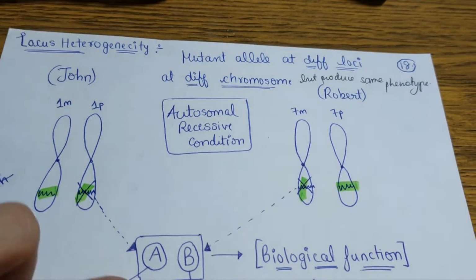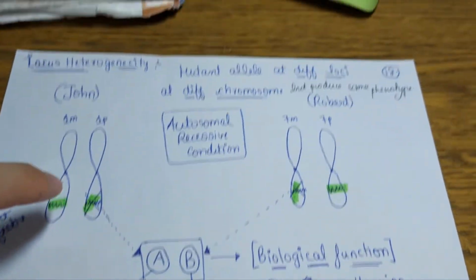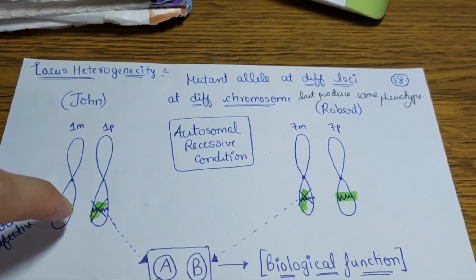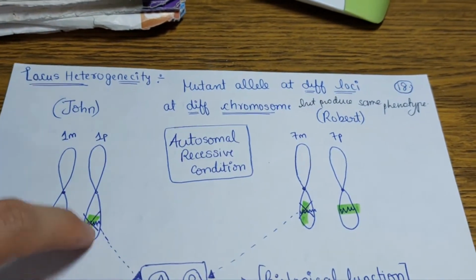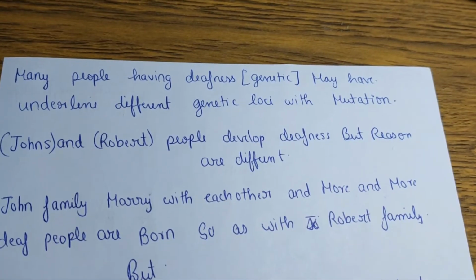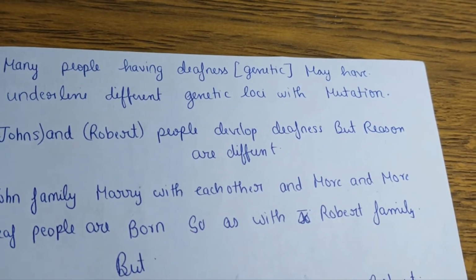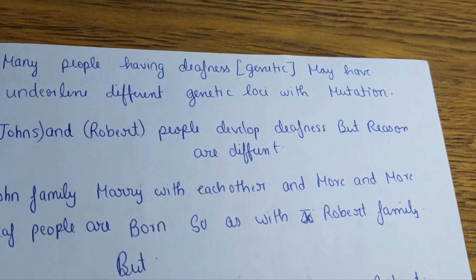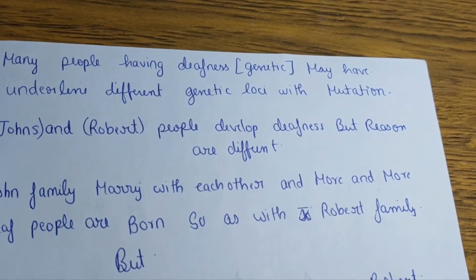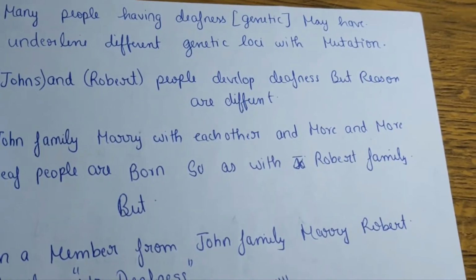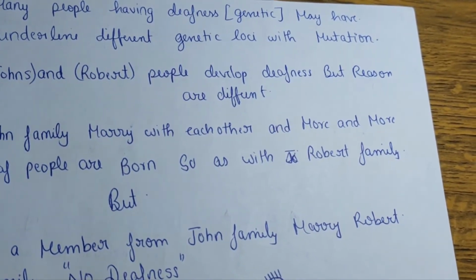The same phenotype is deafness, and the alleles are here at this locus, here at this locus, and they're on different chromosomes, 1 and 7. This means that many people will have deafness, and that may be due to underlying different genetic loci with different mutations on different chromosomes. For example, John's and Robert's people develop deafness, but the reasons are different.